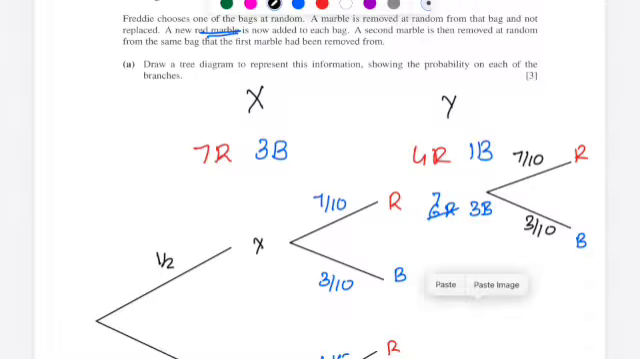Now if a blue marble is taken off, then it will become 7 red and 2 blue, but one red marble is added, so it will become 8 red and 2 blue. So in that case, for a red marble and a blue marble, the probability is going to be 8 out of 10 and 2 out of 10.